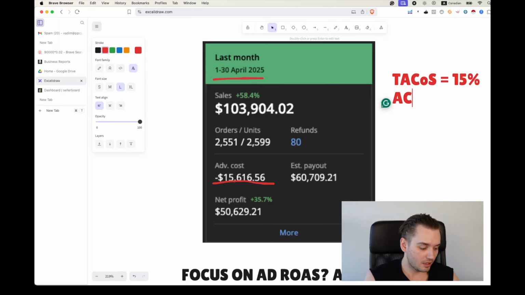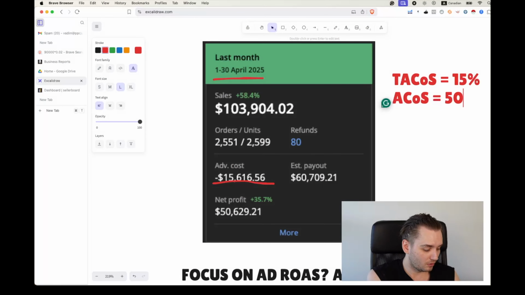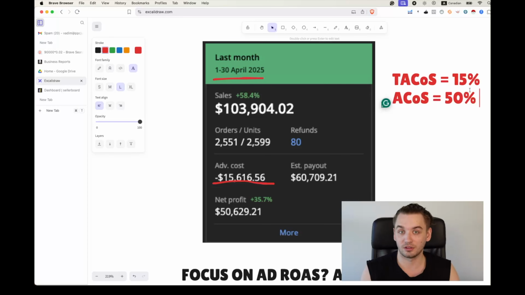And ACOS is a little bit different. This is the relationship of ad spend and ad sales. So if you're spending the same $1,000 in ad spend, but you get 5,000 in ad sales, that works out to about 50% ACOS. And always, the TACOS is obviously going to be much lower than ACOS, unless you have an organic rank problem, but that's a topic for another video.